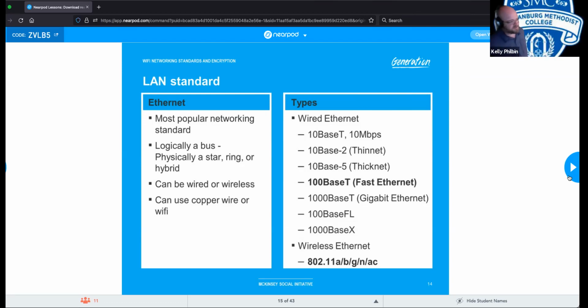100BASE-T, fast Ethernet, and you have 1000BASE-T, which is gigabit Ethernet, which would typically be your twisted pairs. We have 100BASE-FL, 1000BASE-X, and then a wireless Ethernet with the standards we're going to be going over, A, B, G, N, and AC.